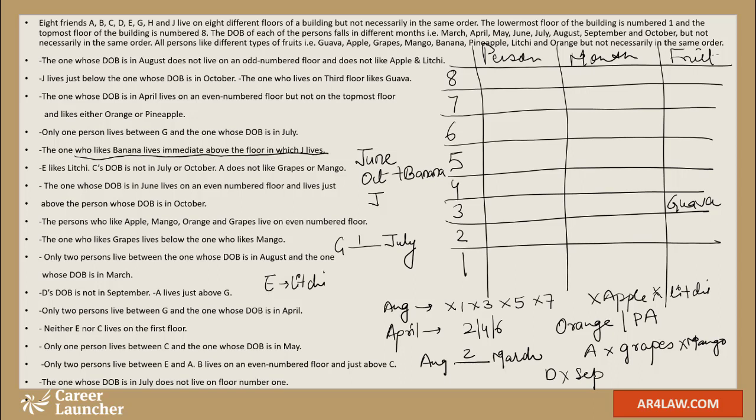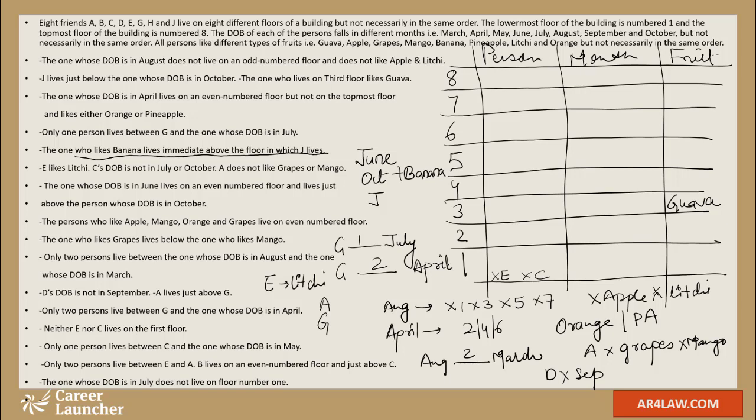A lives just above G. Okay, so A lives just above G. That is something I have. Neither E nor C lives on the first floor. So for the first floor, I have a negation: I cannot place E here, I cannot place C here. Only two persons live between G and the one whose date of birth is in April. So with G, there's one more data. I already know that there is a gap of one floor between G and the July person, and now I also know there is a gap of two floors between G and the April person. Okay.